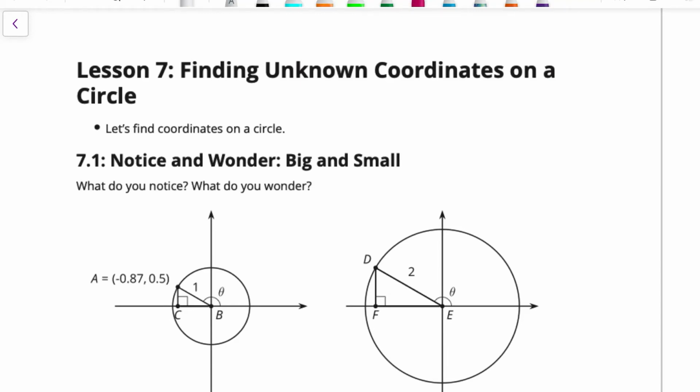Right, Unit 6, Lesson 7, Finding Unknown Coordinates on a Circle. All right, so notice and wonder, big and small. What do you notice? What do you wonder about this picture?